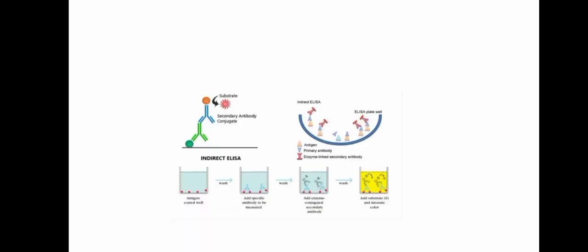This is the picture representing the procedure of indirect ELISA. So here is an antigen coated microtiter well. To this add primary antibody and wash to remove the free primary antibody. Then add secondary antibody which is conjugated with the enzyme, and the substrate is added, and the colored reaction product is formed.